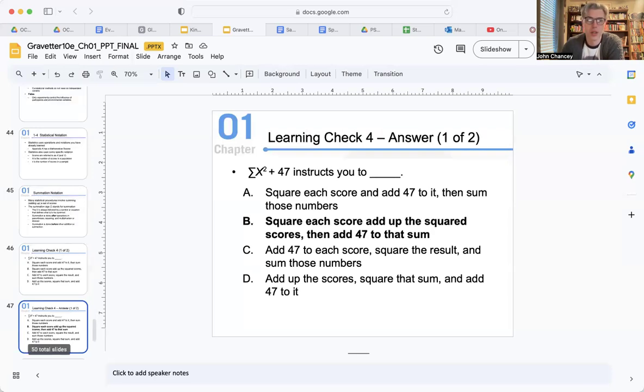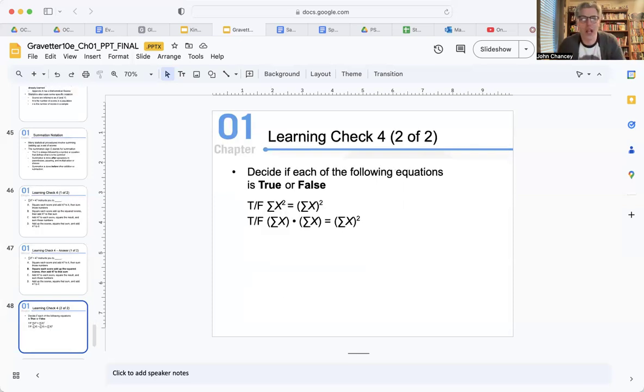Here we go. It's B. Remember, please excuse my dear Aunt Sally. Parentheses, we don't have that. Exponent, we do have that. So whatever each X comes up, we're going to square it. Then we're going to add up the squared scores and then add 47 to that sum.